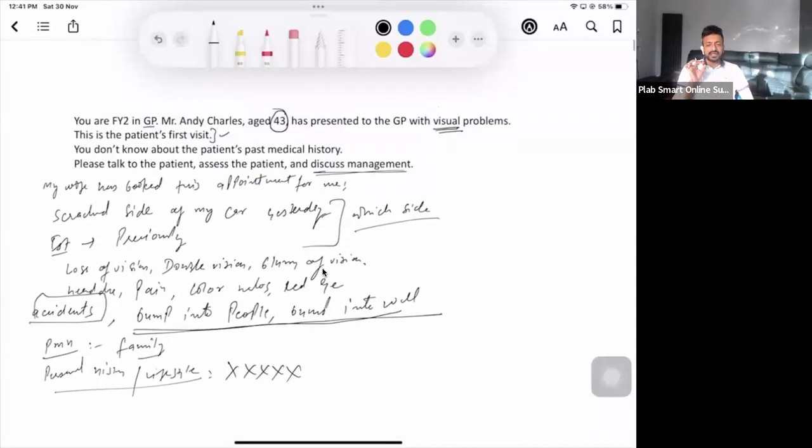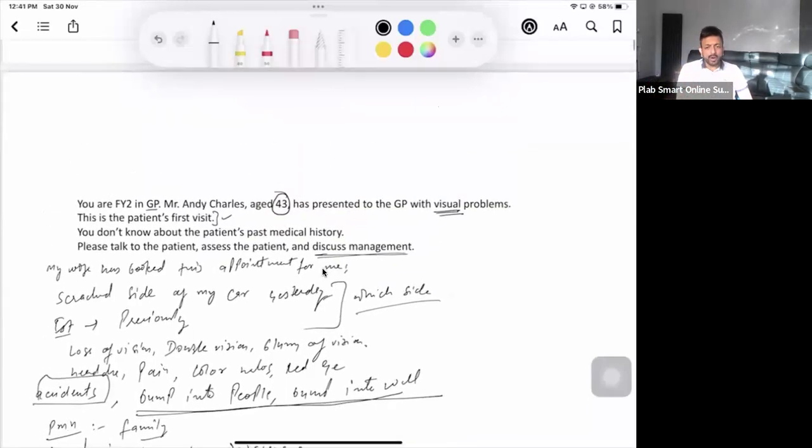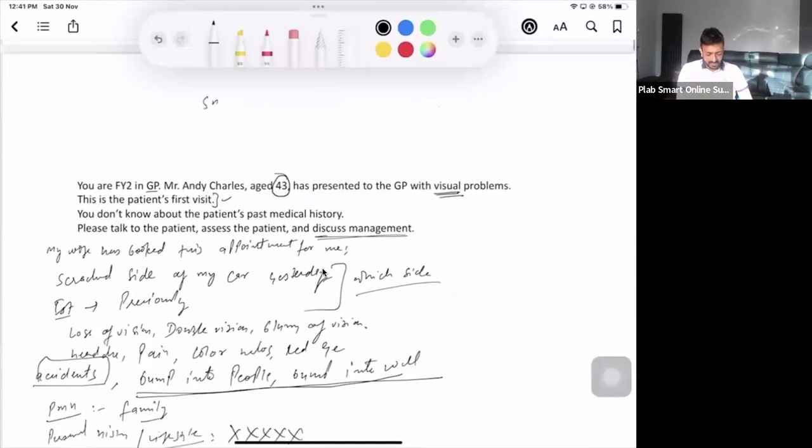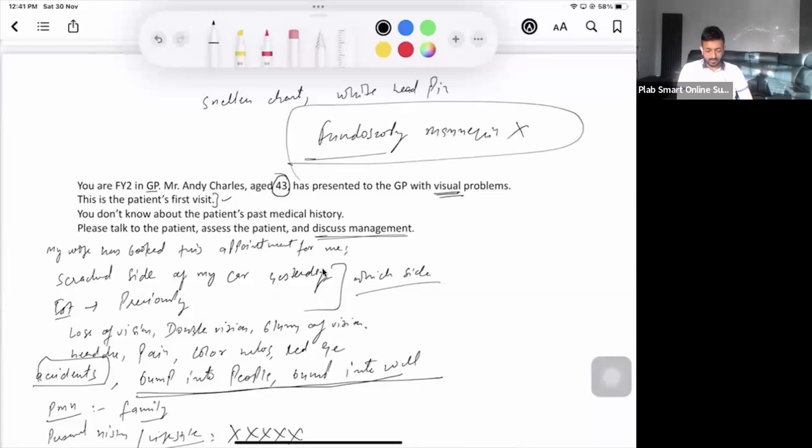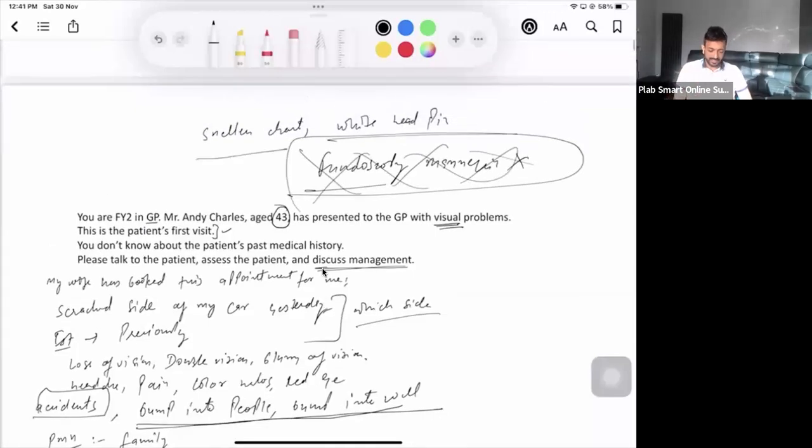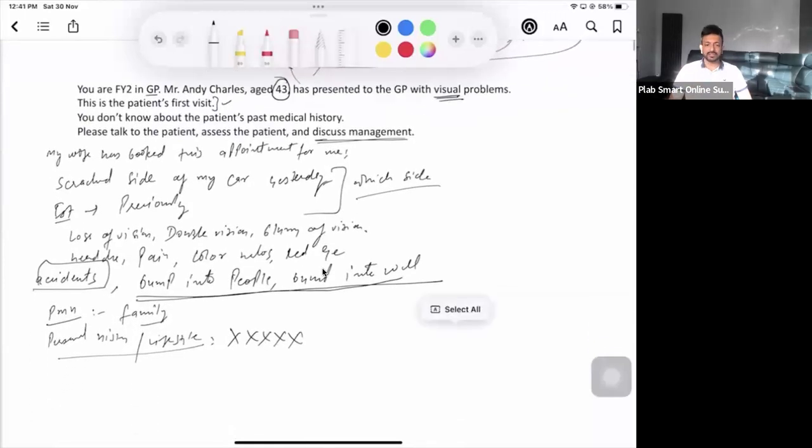So in every station, whenever you enter, especially in a combined station, you need to see what was given in the room. When you enter, they gave you a Snellen's chart in this room. You have a Snellen's chart and you have a white head pin. There is no fundoscopy mannequin in this particular station in the room. So what happened is, Snellen's chart, white head pin. So what they are expecting us to do is the peripheral field of vision.